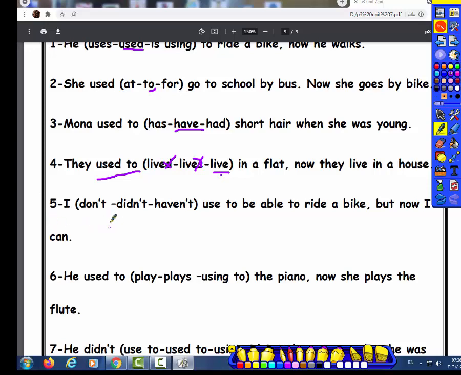Number 5, I don't, didn't, haven't, used to. In the past we put the negative after the subject, didn't. So what do we put in the negative? Don't or didn't or haven't? Didn't. I'm sorry. We put didn't, and after didn't we say used to with letter D? No, we say use to, cancel letter D. Number 6, he used to, after used to comes verb stem, play or plays. He used to play the piano, now he plays the flute.